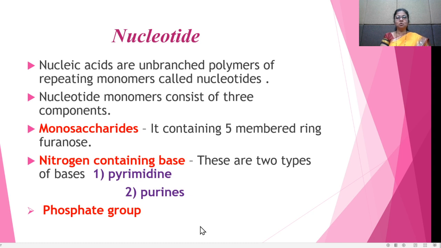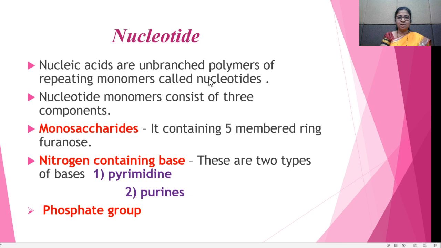Now see the nucleotides. The nucleic acids are unbranched polymers of repeating monomers, which are called nucleotides. The nucleic acids are polymers, and their repeating monomers are called nucleotides. The nucleic acids are polymers of the nucleotides.